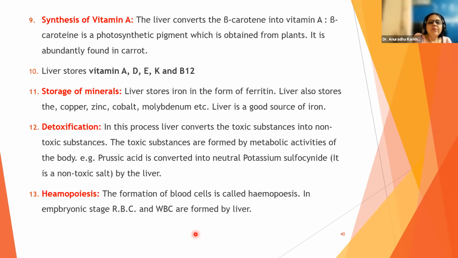Okay. Hemopoiesis, the formation of blood cells, is called hemopoiesis. In the embryonic stage, RBCs and WBCs are formed by the liver. In adults or after the newborn stage, later on, the bones develop, and then the bone marrow starts producing the RBCs and the WBCs. But in the embryonic stage, the fetus doesn't have bones yet. So how will they have the capacity to make RBCs and WBCs? Who will make it for them? The fetus's liver will be the hemopoietic organ.